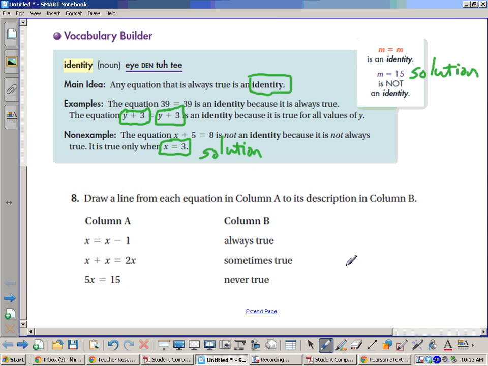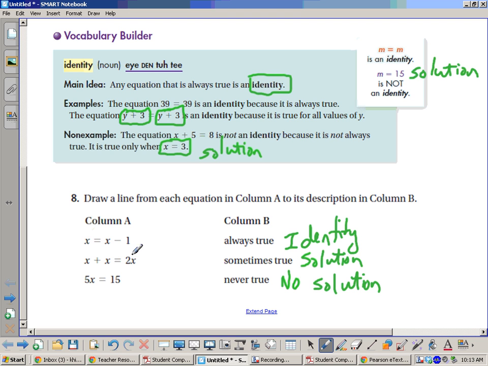So there's also going to be situations where there could be no solution. And we'll look at some examples down here. We have 3 examples: x equals x minus 1, x plus x equals 2x, and 5x equals 15. So if it's always true, that's considered an identity. Sorry about my writing there. Identity. If it's sometimes true, that's considered a solution. One solution. And if it's never true, that situation is where there is no solution.